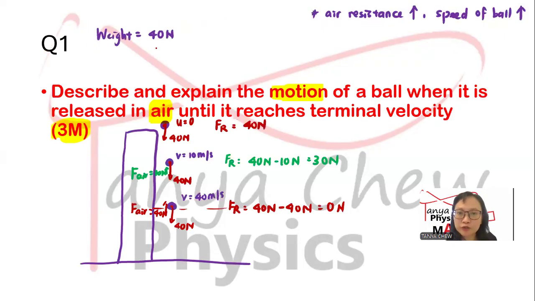I want you to see this slide again. Could you see that at the start of the fall, resultant force is maximum, and it keeps on decreasing until 0. Same goes to acceleration. At the start of the fall, acceleration is maximum, which is equal to acceleration of free fall, which is 9.8 meters per second square. And it will keep on decreasing until it is equal to 0.